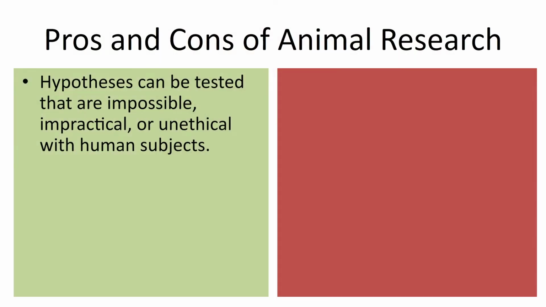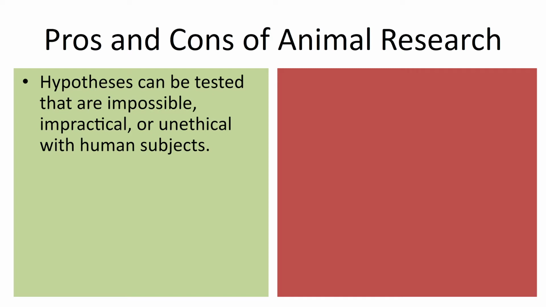Like, one big benefit, one big pro of animal research is that hypotheses can be tested that are impossible, impractical, or unethical with human subjects. Like if you just think about raising a rat in a cage, most people aren't going to be upset about that. As long as the rat is well kept, it's perfectly fine to raise that rat in a cage. But obviously you can't do that kind of thing with a human. We just have different standards, right?